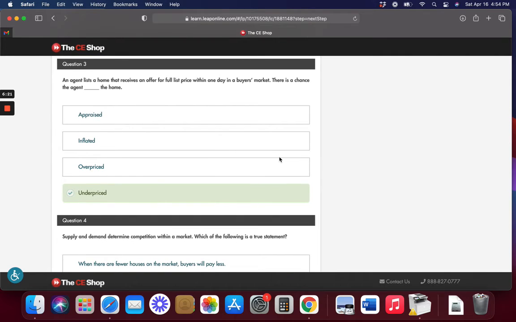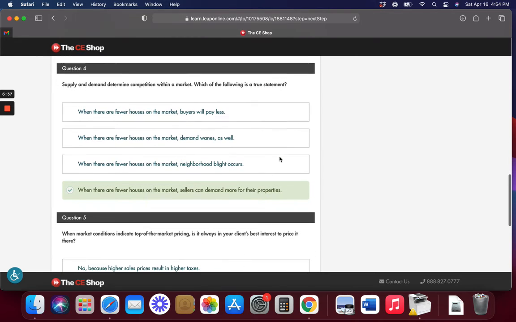An agent lists an offer for full price. Okay, I got this one right. I wasn't sure I was going to get this right. So if it sells in one day, then it's probably underpriced. Okay. All right, supply and demand.